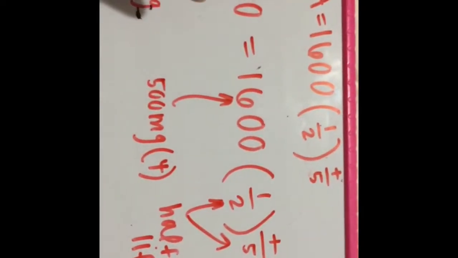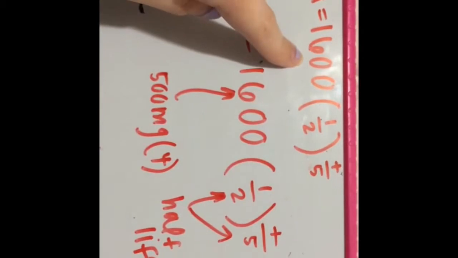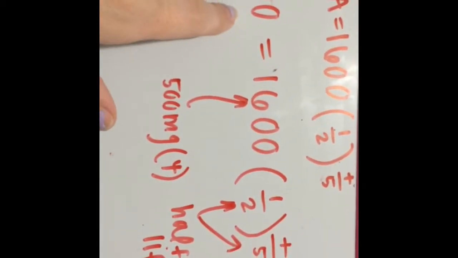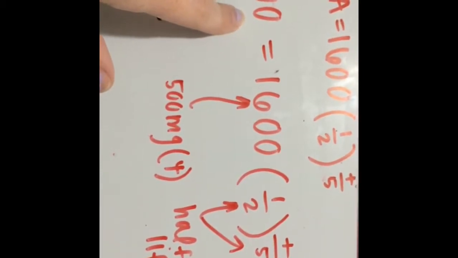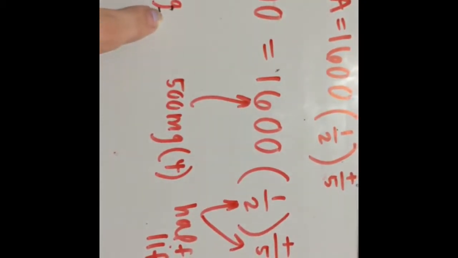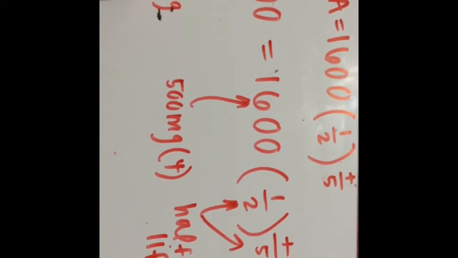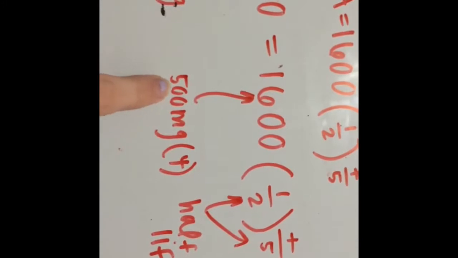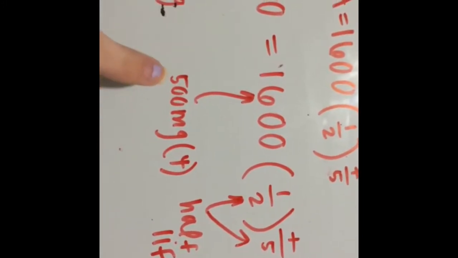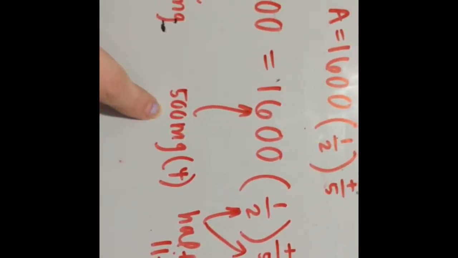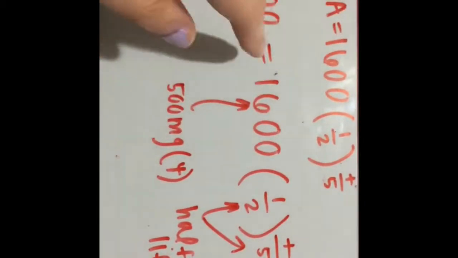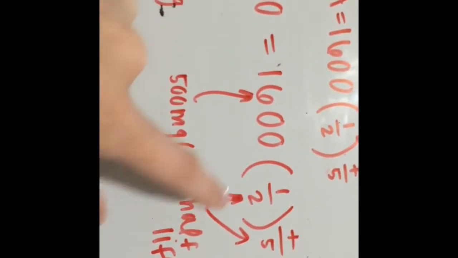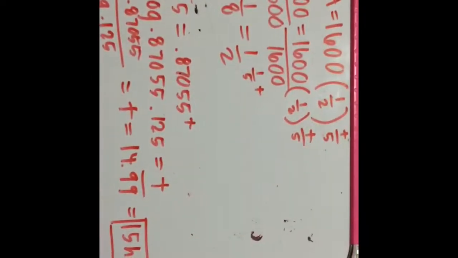Alright, so this is the equation. A equals 1600 times 1/2 to the t over 5. And then set it equal to 200, because 200 is the amount of milligrams when you come down. And 1600, how I got that is 500 milligrams times 4, because 1 tablet would be 500 milligrams, and if you took 4, it would mean that you have taken 1600 milligrams. And then the half-life, I'll show you how to solve it.